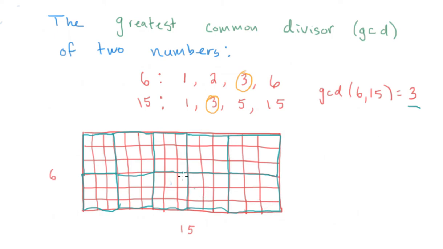Okay, so notice I could have covered this rectangle with 1 by 1 squares, but that's not the greatest, right? The greatest is 3. So these 3 by 3 squares I can use to cover up this rectangle. Notice I couldn't use 5 by 5 squares, because if I did a 5 by 5 square, I'd be left with just one row down here, and I couldn't cover that without overlapping. Okay, so that's kind of a way you can visualize the greatest common divisor.